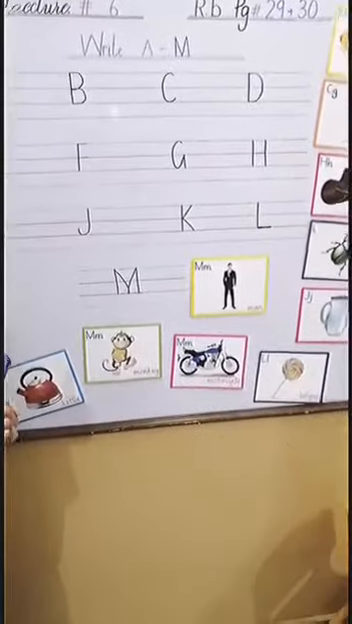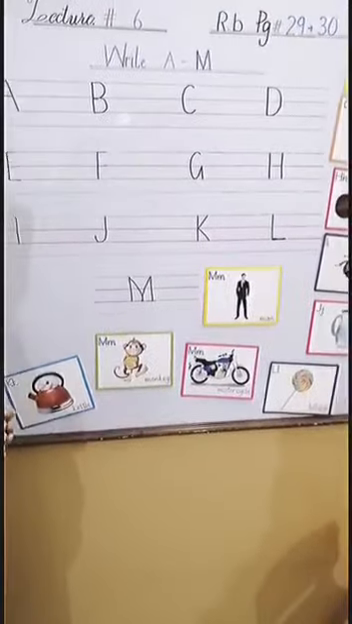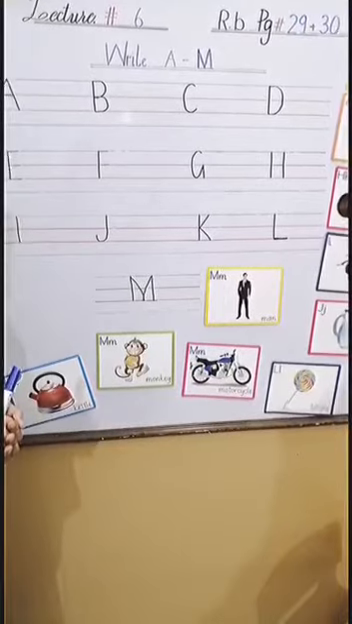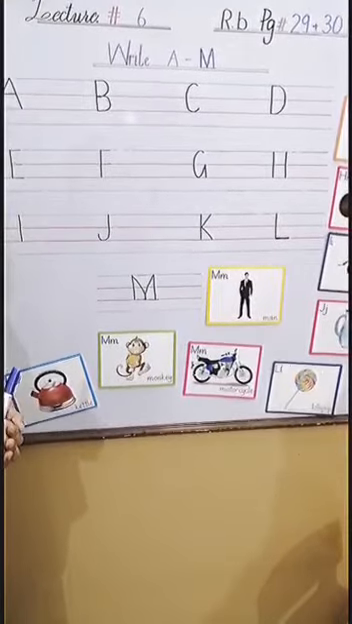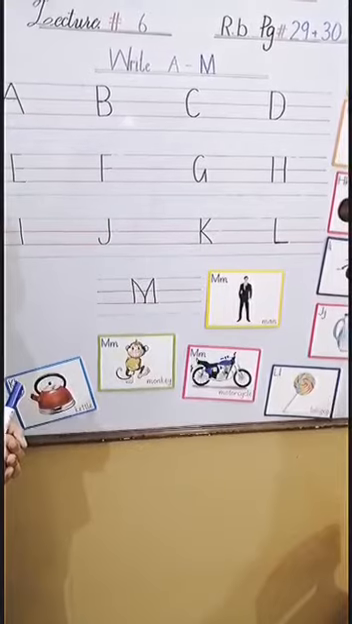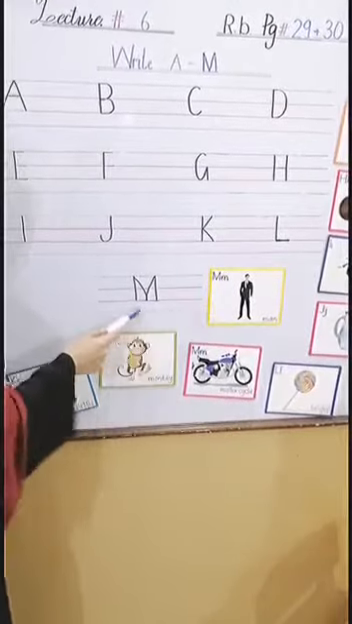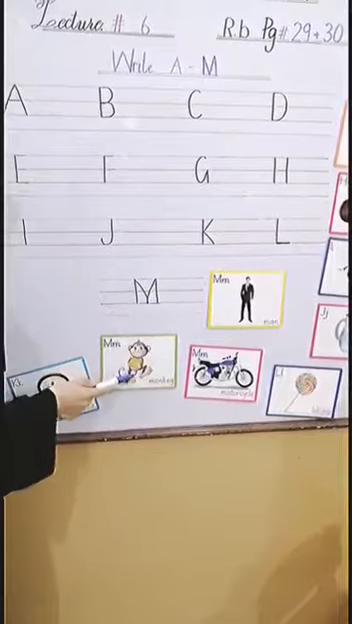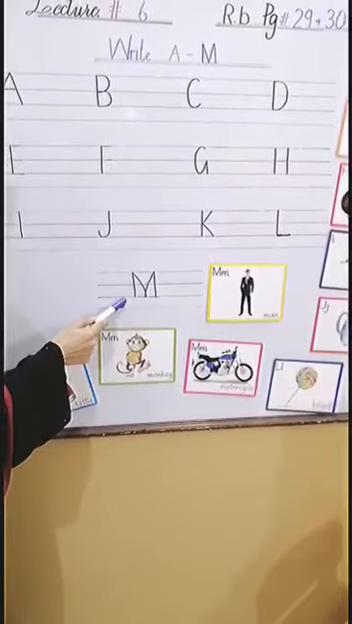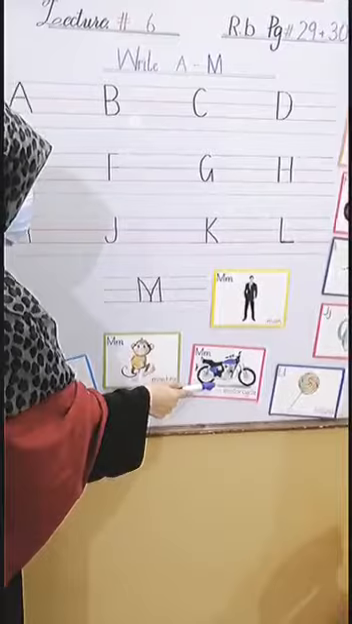We are going to learn about M. M is a consonant letter, and its name is M, and M has M sound. Okay, repeat after me. M, M, man. M, M, monkey. M, M, motorcycle. Okay, students, pick up your books and look up page number 29.